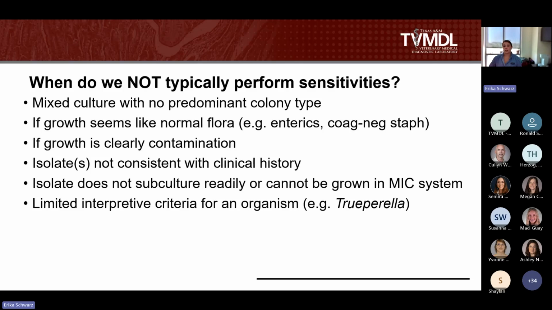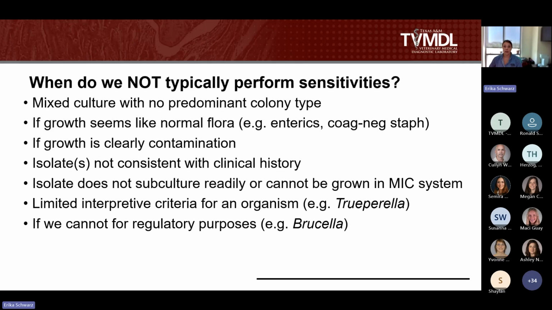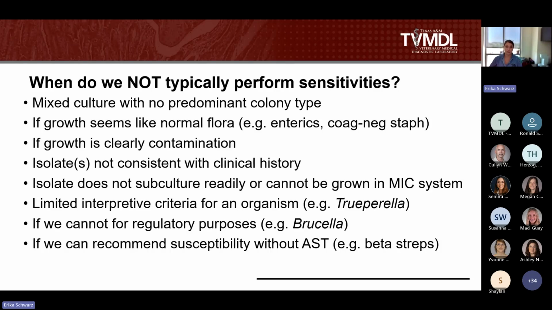If we have limited interpretive criteria for an organism like Trueperella, you may get a comment on the report stating that. And if we cannot do it for regulatory purposes, so something like Brucella, we'll also not be able to include that on a report regardless of whether it was requested. If we can recommend susceptibility without performing AST, one good example of this is beta hemolytic streptococci, which are universally susceptible to beta lactams. We might give you that kind of a comment on a report instead of doing the full susceptibility. And that's to encourage you to use those first-line drugs. And then anaerobic organisms and yeast, like I mentioned before, we don't have the ability to perform those.